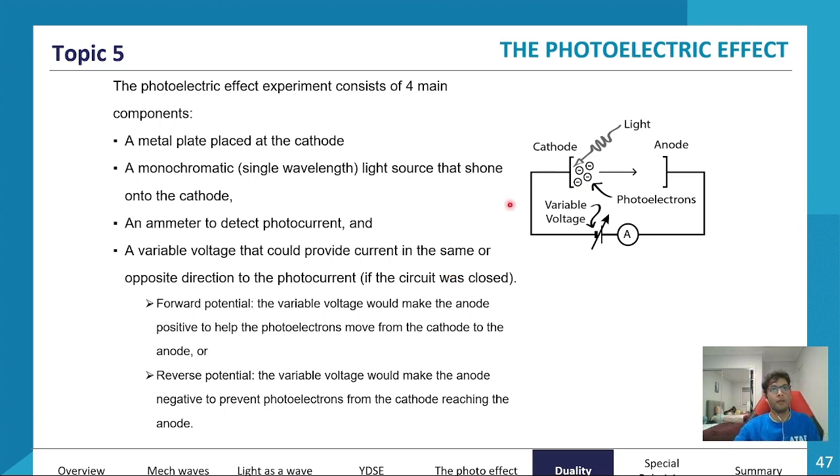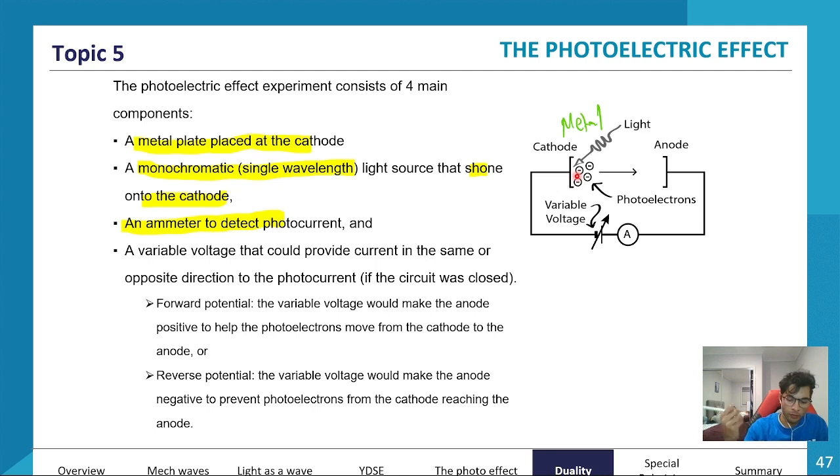Cool. And just a bit more terminology for this stuff. We have a metal tube at the cathode, which is over here. We have some metal. We have a monochromatic light, monochromatic meaning a singular wavelength. You can have multiple wavelengths, it's just that, to keep things simple for VCE, we assume that the light is monochromatic, and it's shone onto the cathode. We have an ammeter to detect how much current is being created, because when the light shines on the metal, it's going to complete the circuit and create some sort of current.